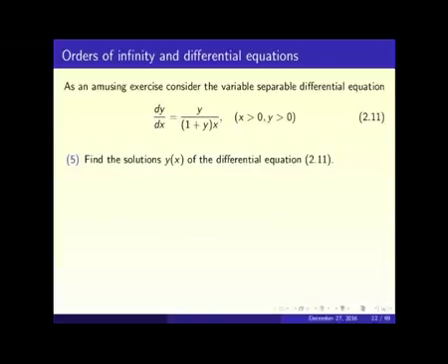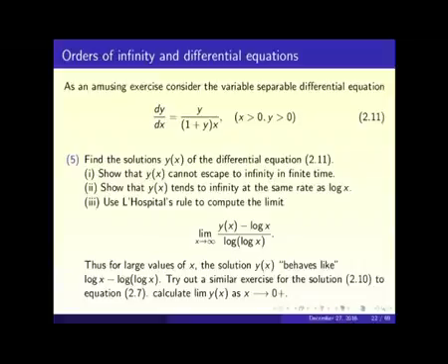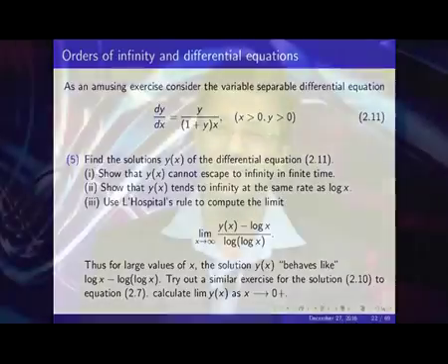First exercise is to find the solution of 2.11 and then to show that the solution cannot escape to infinity in finite time, and then you have to show that the solution tends to infinity at the same rate as log x. What does it mean to say that the solution tends to infinity at the same rate as log x? It means, recall, the ratio y of x upon log x goes to a constant limit not equal to 0. Limit y of x upon log x exists and is not 0.